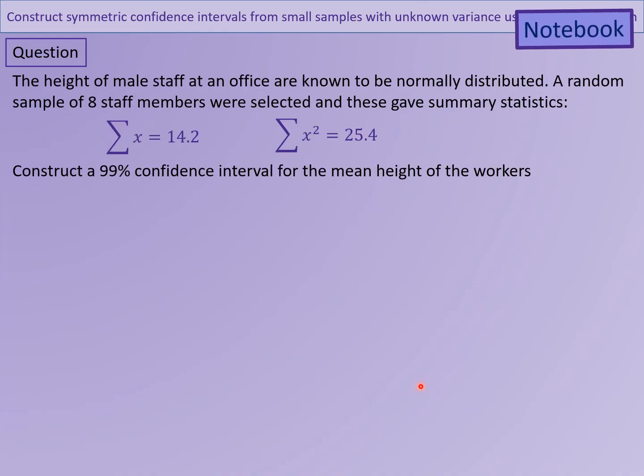Okay, so last example then, before you can have a go yourself. Just want to show you an example of where they don't give you the data, but they do give you the sum of certain parts of the data. So, height of male staff in an office, normally distributed. There's your two sigma bits, sum of all the x's, sum of all the x squareds, and you want to construct a 99% confidence interval. Again, get yourself a chance to put it down in your notebook, pause, have a go yourselves.